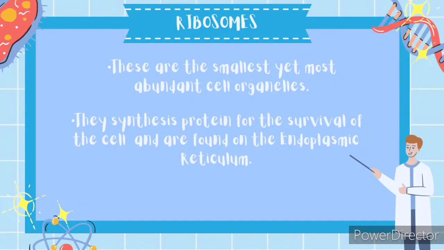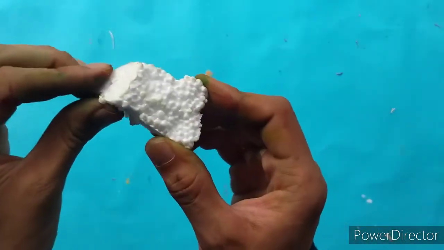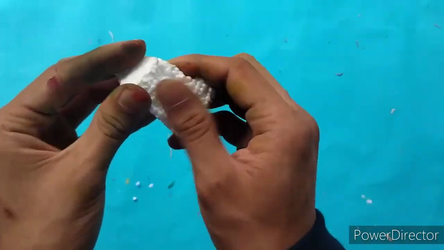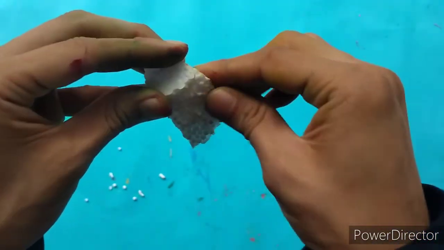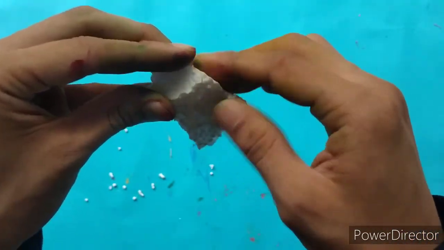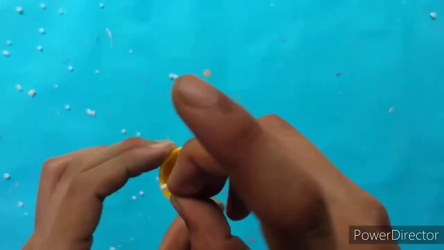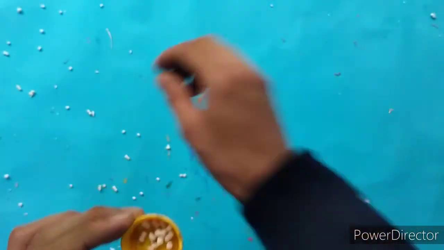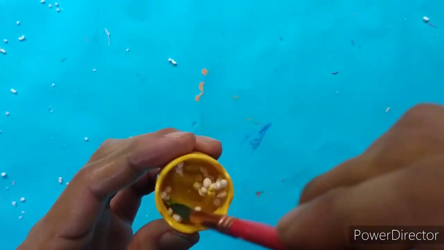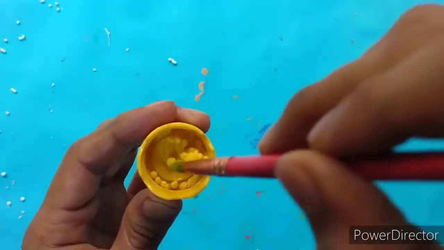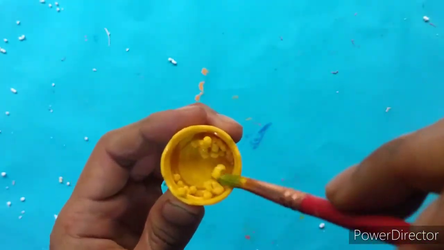Ribosomes. These are the smallest yet most abundant cell organelles. They synthesize protein for the survival of a cell and are found on the endoplasmic reticulum. For this part, I'll be using the foam balls coming from your styrofoam, since these are considered to be the smallest. Color it. I'll be using the color yellow. And there you are.